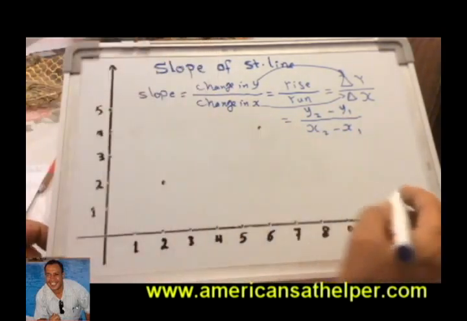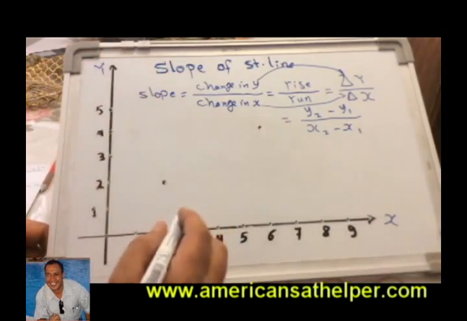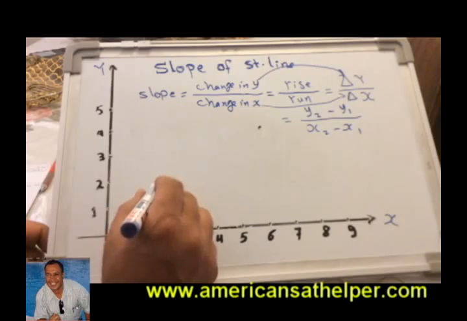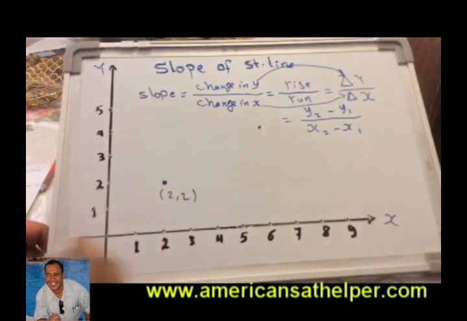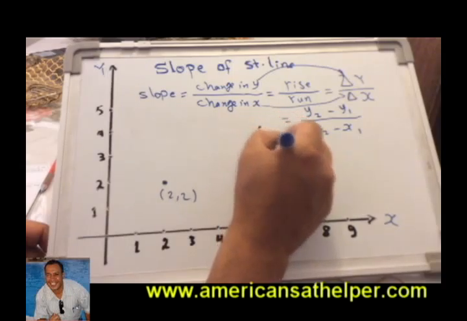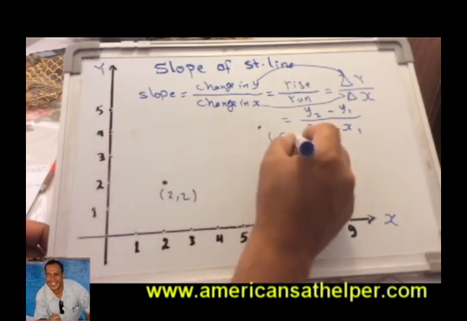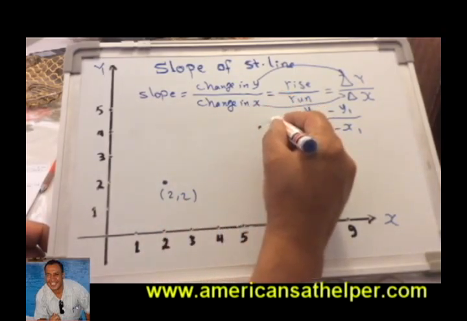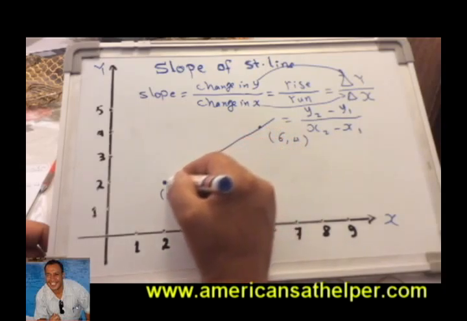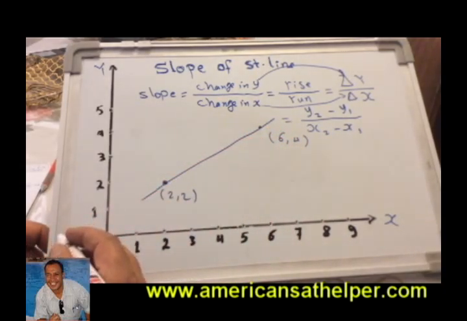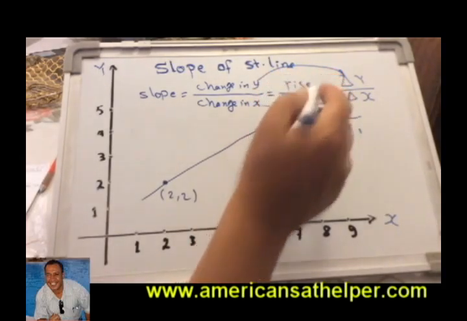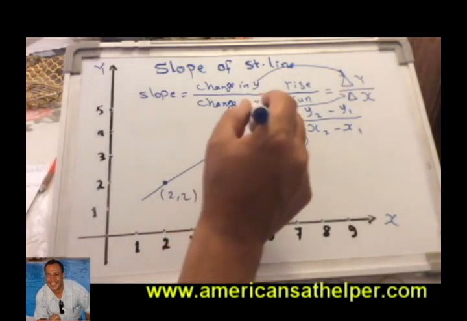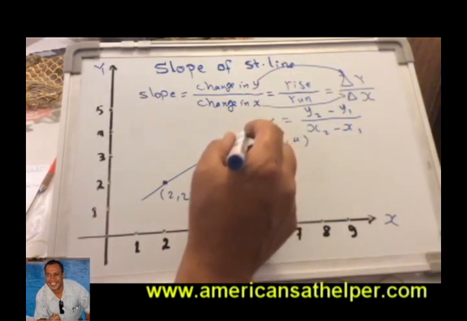Imagine that we have an xy plane like this, and we have 2 points. The first point is (2, 2), and the second point is (6, 4). How do we find the slope of the line connecting these 2 points? The first step, you can apply the rule which is rise over run. It's easy. How can we find the rise over run?